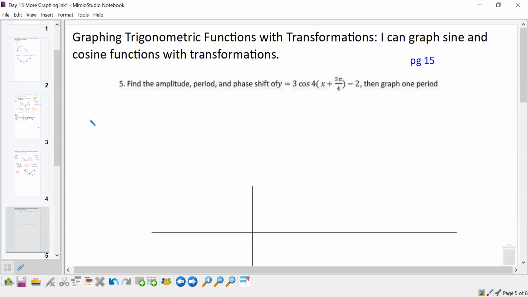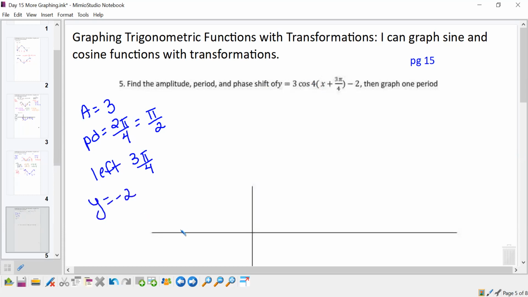All right, number 5. Amplitude is 3. The period, oh, now we have a b value that's not 1. So the period is 2 pi over 4, which is pi over 2. And this shifts to the left, 3 pi over 4. And the midline is at y equals -2.